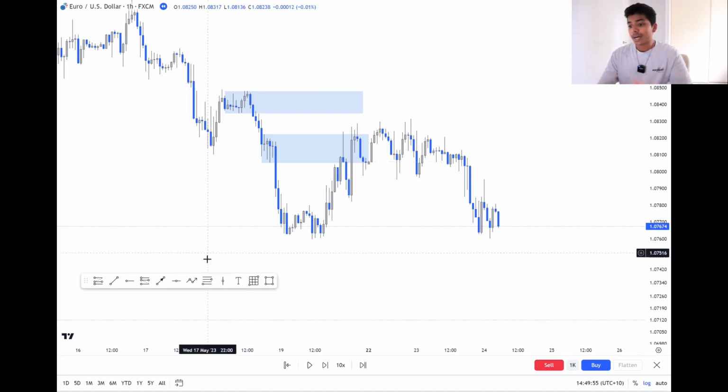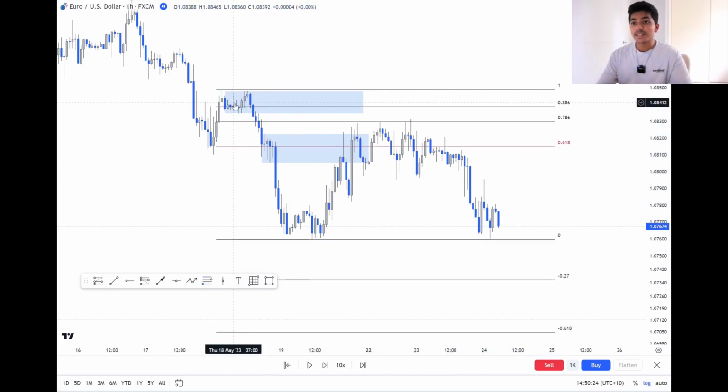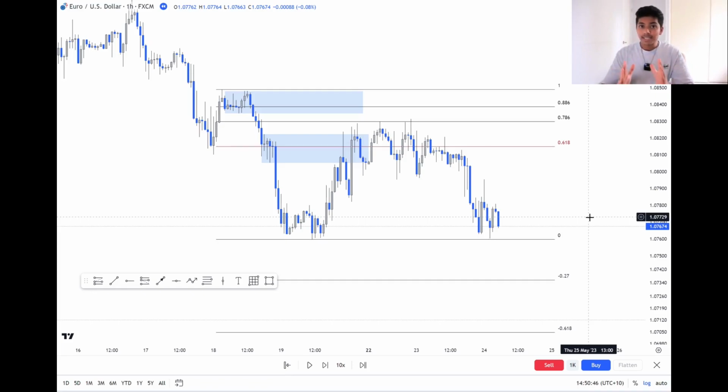So one way that we can identify discounted and premium levels is by looking at the Fibonacci tool. We can pull the Fibonacci from the high to the low, and if we pull it right here, we can see that these zones are on different Fibonacci retracement levels. This zone right here is on the 618 level, whereas this zone right here is more close to the 886 level. So which zone is better? Is the 618 better, or is the 886 better? Technically speaking, the 886 zone is a lot better because it is more premium.